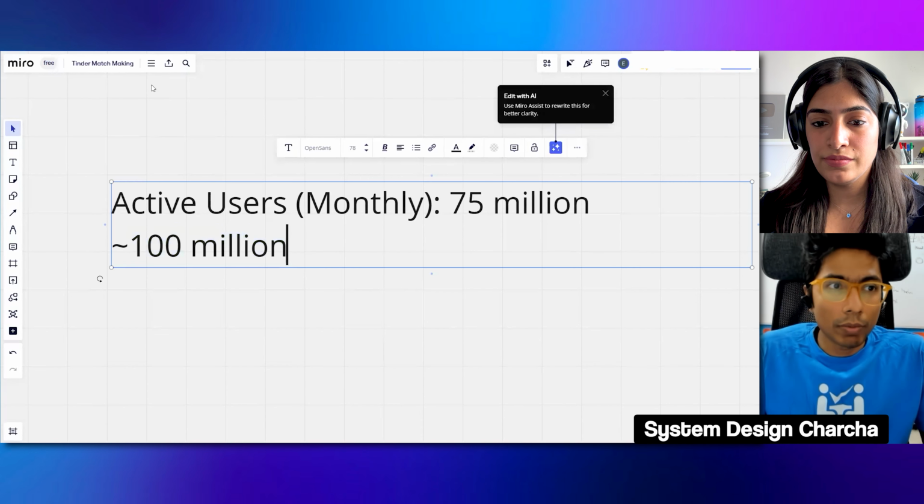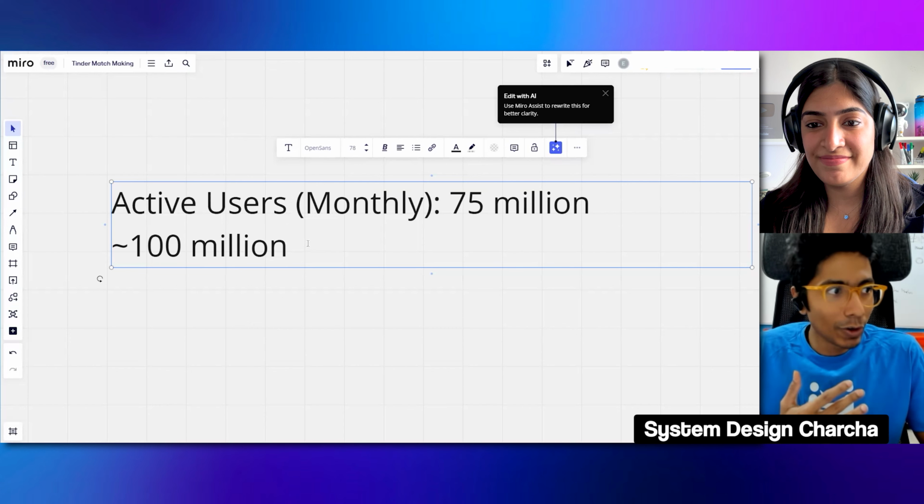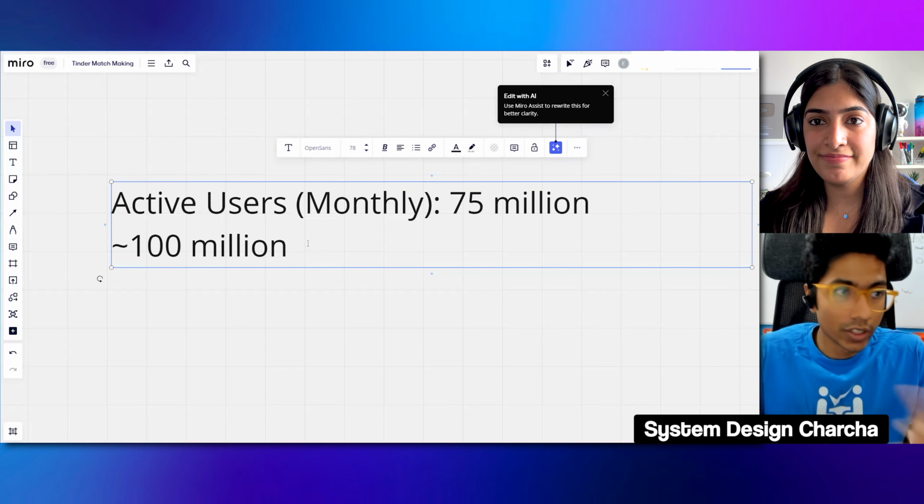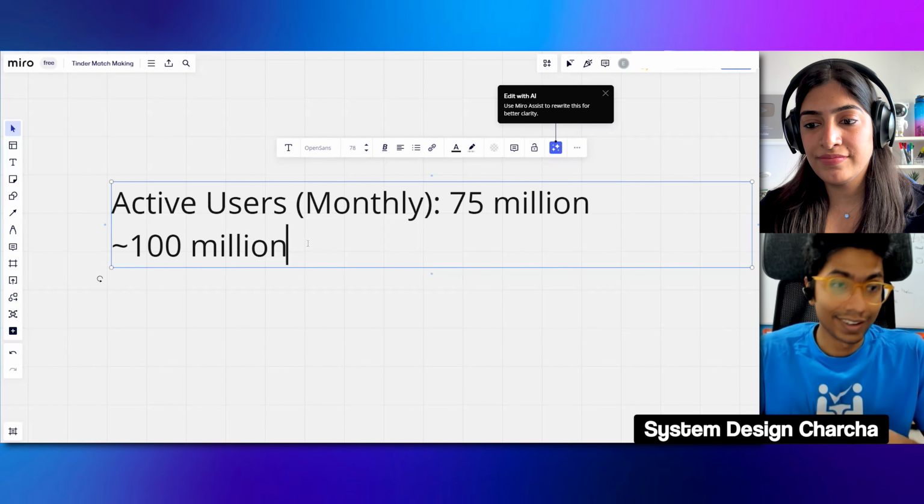Like Keerti mentioned, nobody cares whether you guess 2 billion, because 2 billion won't happen. There aren't that many young people who are looking for someone on Tinder, but it's okay. You're an engineer. They'll be like, 2 billion, haha, it's just 100 million, and the interview will continue.